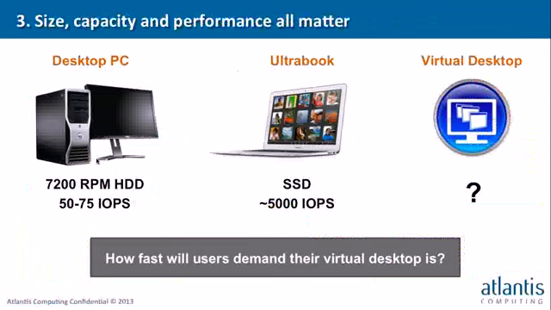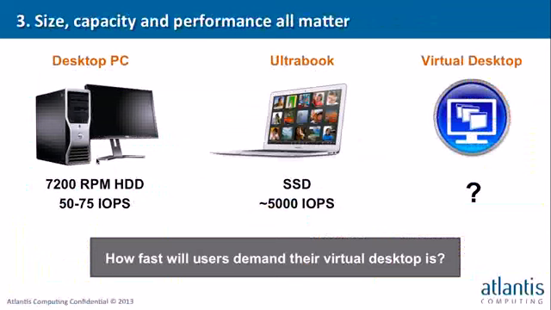As I said before, a traditional PC was delivering me 50 to 75 IOPS. The MacBook Air in front of me today is capable of delivering between 3,000 and 5,000 IOPS. So now the question is, what does my virtual desktop need to deliver? And it comes down to how you size I/O and understand what your environment is doing today.